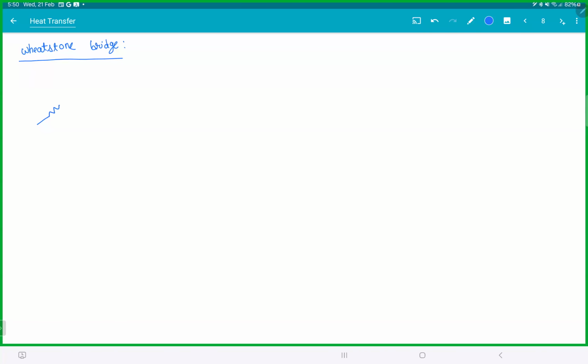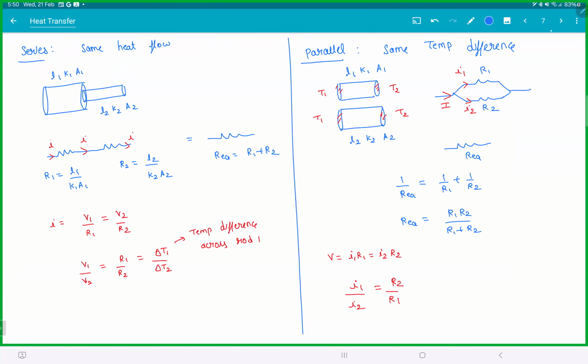Think of it like this. Let's say this is R1 and R2, R3 and R4. Let's call this T1, T2 and T3, and let this be T4. Just now we saw R1, R2 are in series. So T1 minus T2, the temperature difference, by T2 minus T3 should be in the ratio of R1 by R2. Agreed? If two are in series, the temperature difference is directly proportional to R1 by R2.